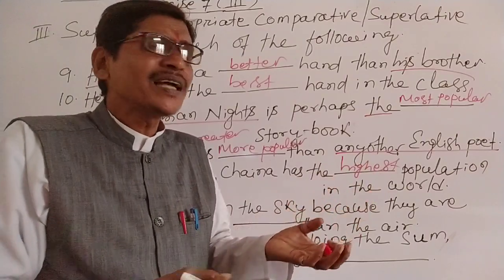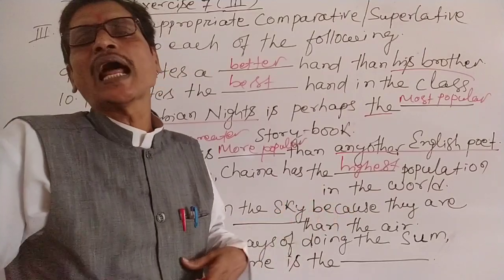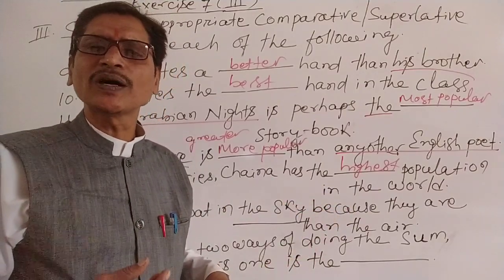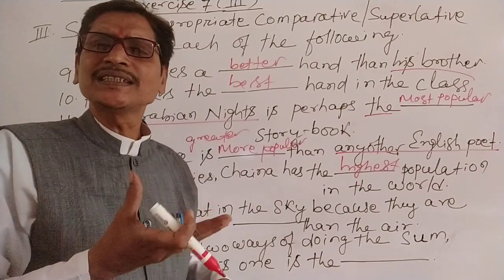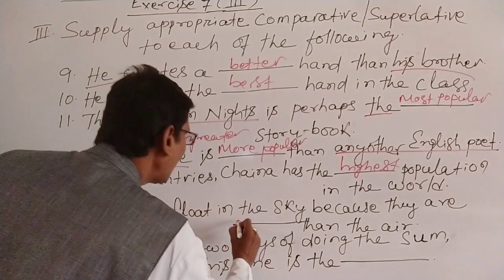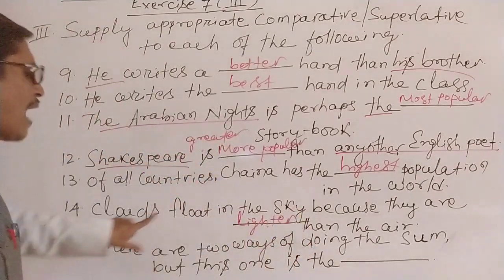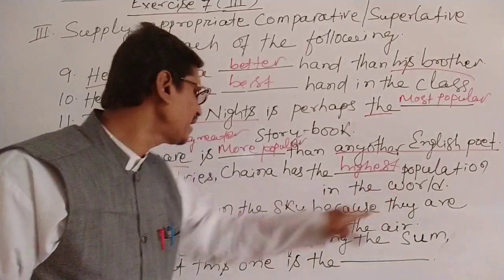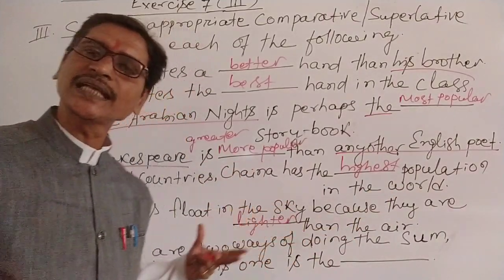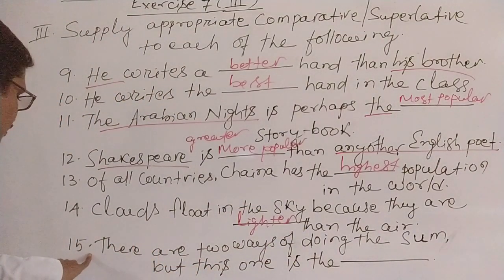So when something has less weight, we say light. We take light food at night in our dinner. Light food means what? Less food. That means less weight. That means here we can use lighter. Clouds float in the sky because they are lighter than the air. Understand? Clear? So similarly, number 15 you see.